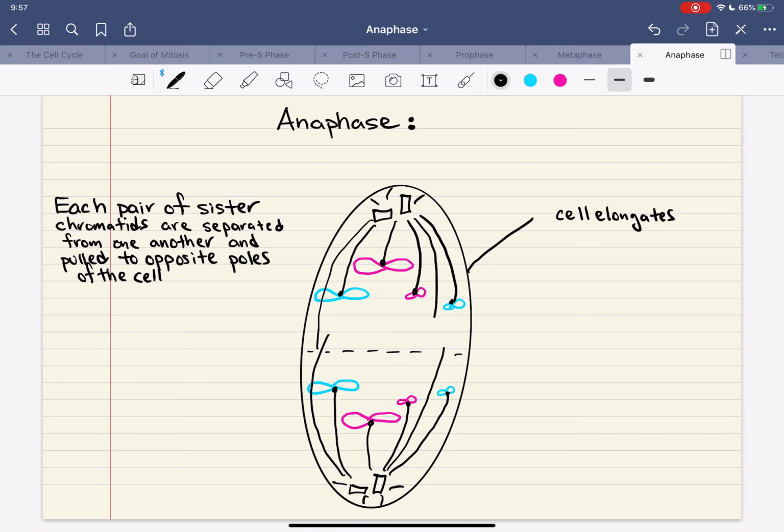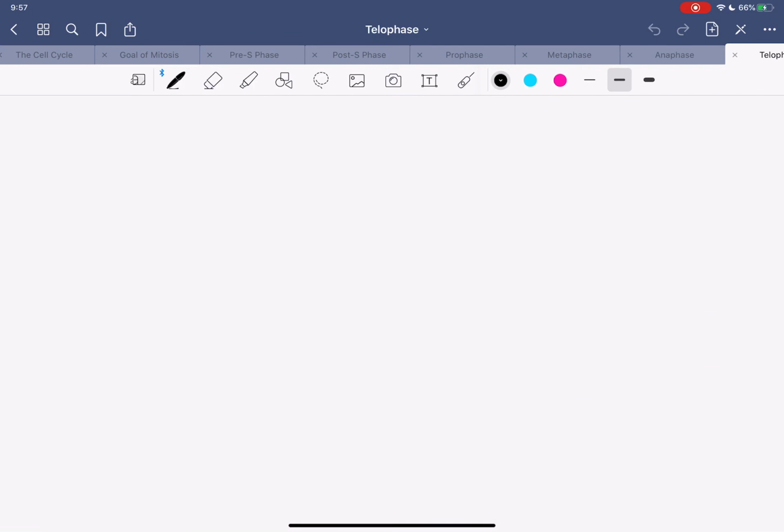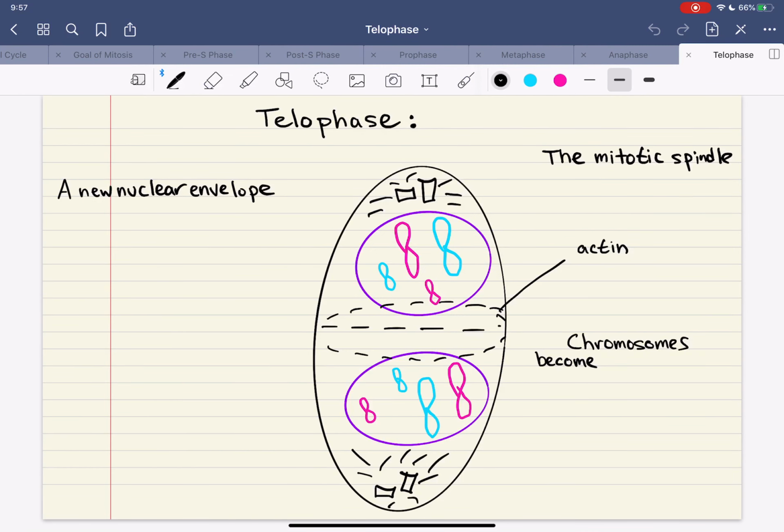So next we're ready for the last phase of mitosis, which is telophase. And telophase is pretty easy because it's the exact opposite of all of the events that occur during prophase. So in prophase we broke down the nuclear envelope. In telophase we're going to build a new nuclear envelope around each set of newly separated chromosomes.